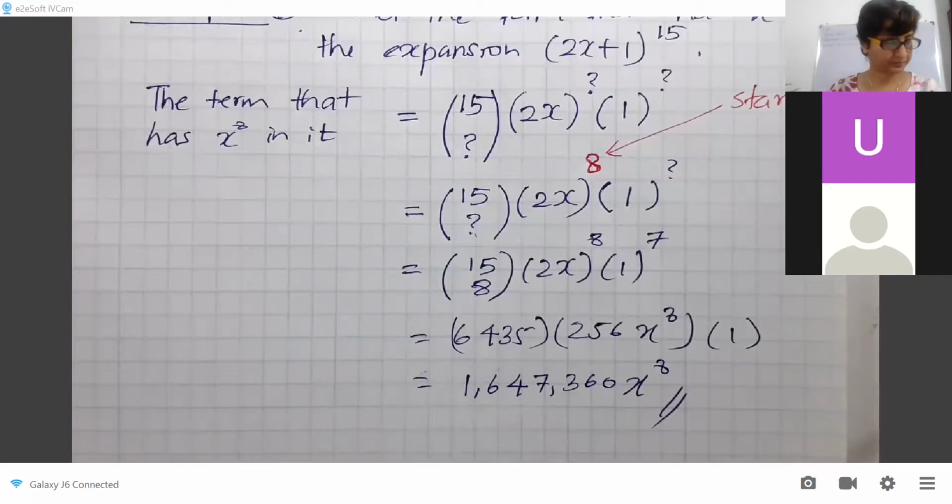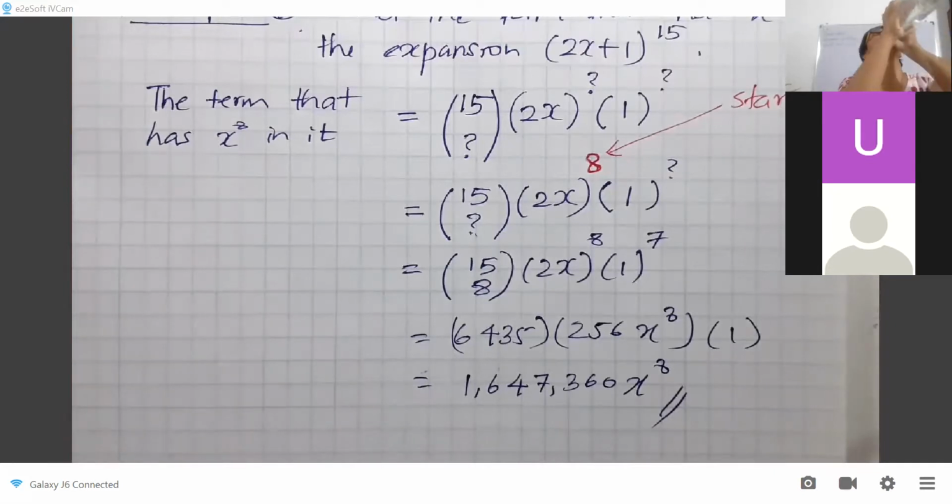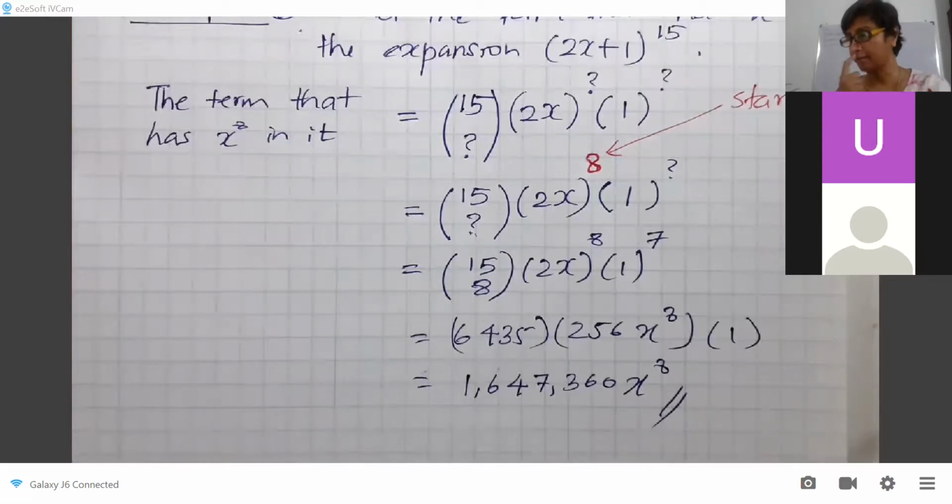Example 2. Can I turn the page? Yes, miss. Example two.